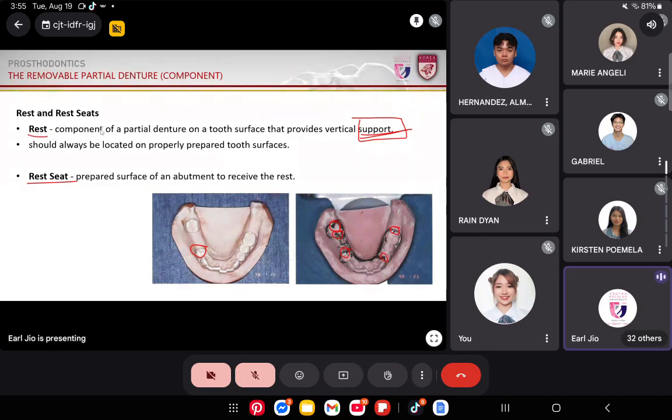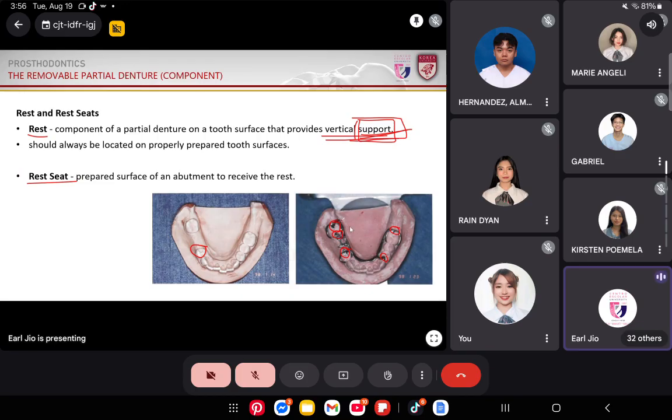Rest naman are components of partial denture on a tooth surface that provide vertical support. Pag in-emphasize natin ang support, ang meaning niya is to prevent displacement towards the soft tissue. It should always be located on a properly prepared tooth surface. Rest seat, prepared surface of an abutment to receive the rest. So yan yung rest natin.